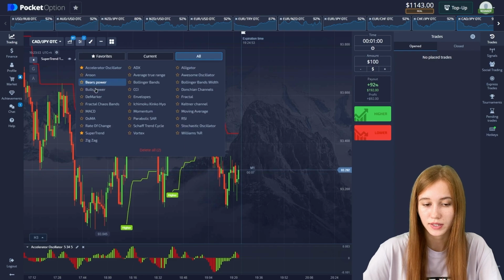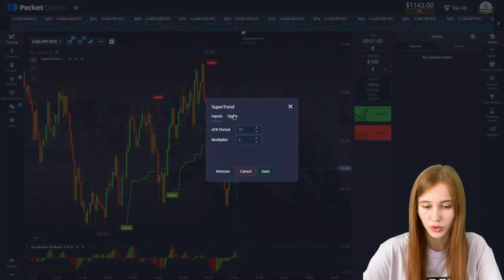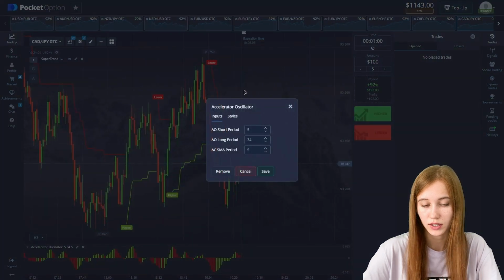Let me show you the settings. This is an oscillator and a super trend. Let me show you the super trend settings. Oscillator settings, we also traded currency pairs today, and to the right of the pairs you see interest.